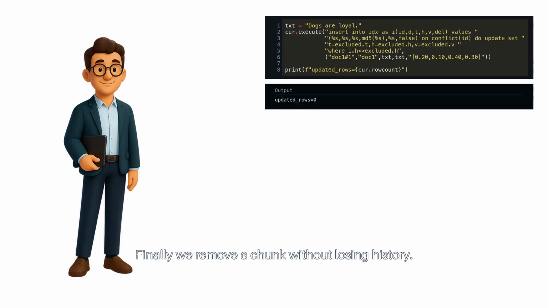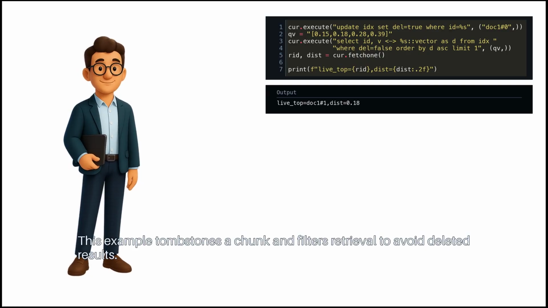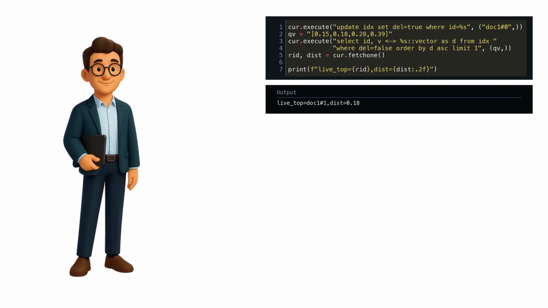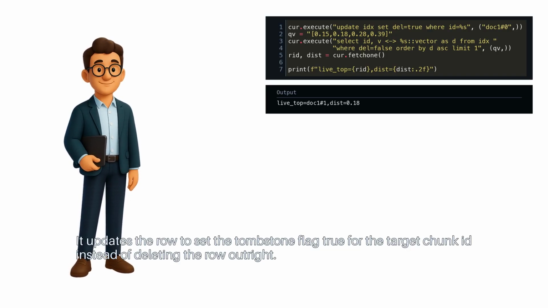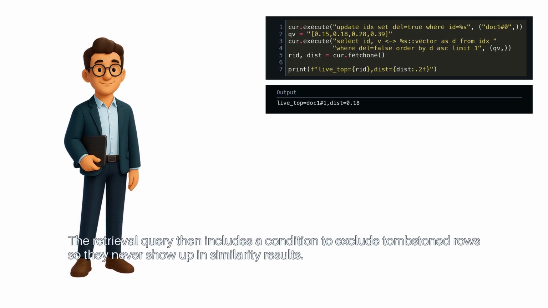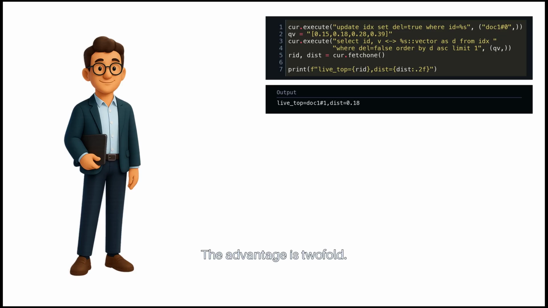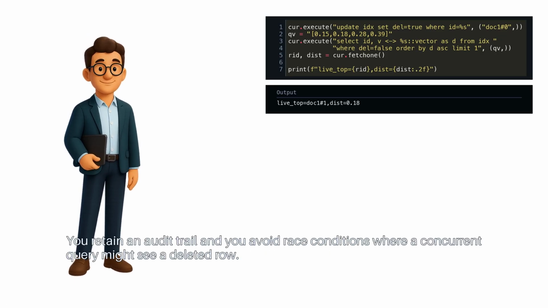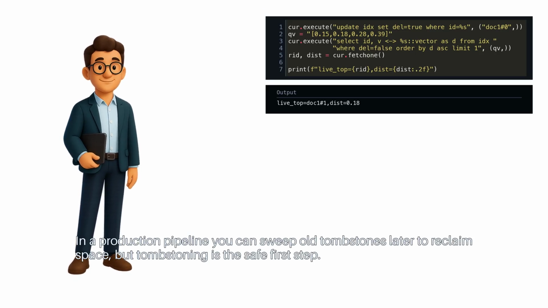Finally, we remove a chunk without losing history. This example tombstones a chunk and filters retrieval to avoid deleted results. It updates the row to set the tombstone flag true for the target chunk ID instead of deleting the row outright. The retrieval query then includes a condition to exclude tombstoned rows so they never show up in similarity results. The advantage is twofold. You retain an audit trail and you avoid race conditions where a concurrent query might see a deleted row.